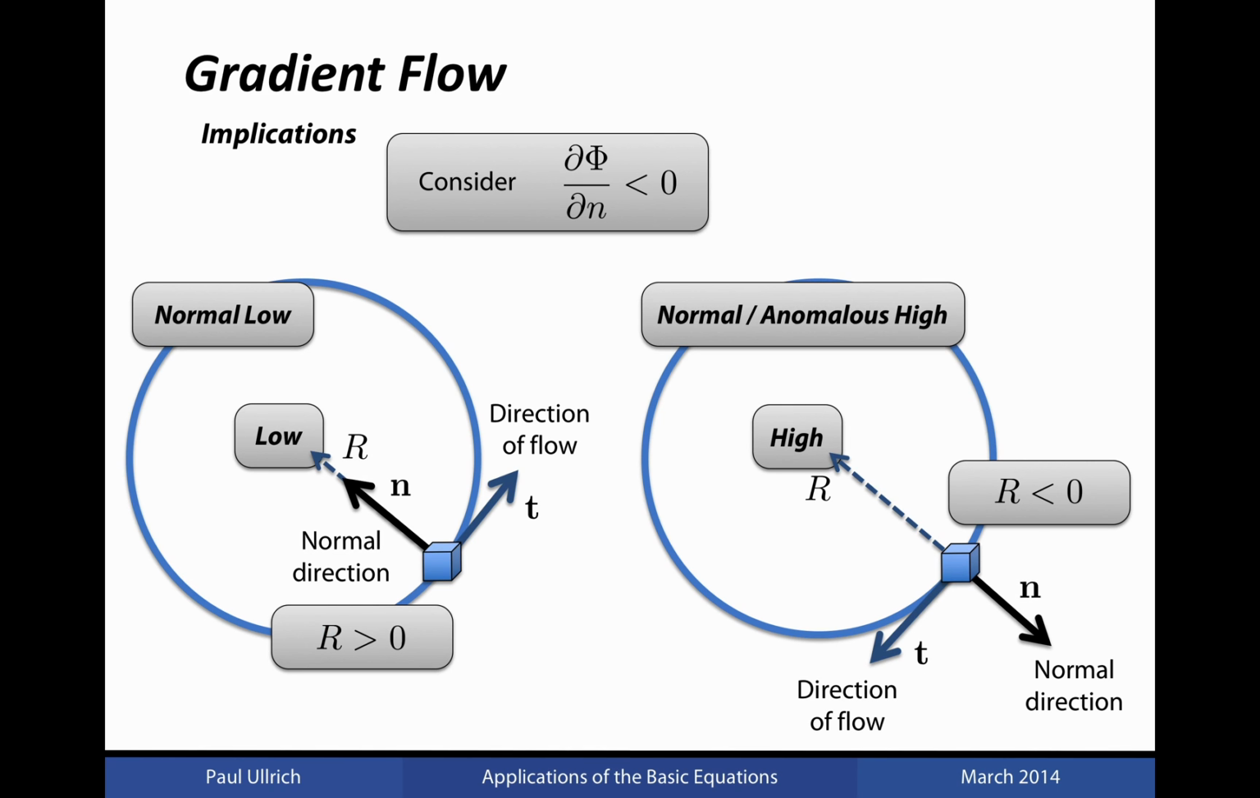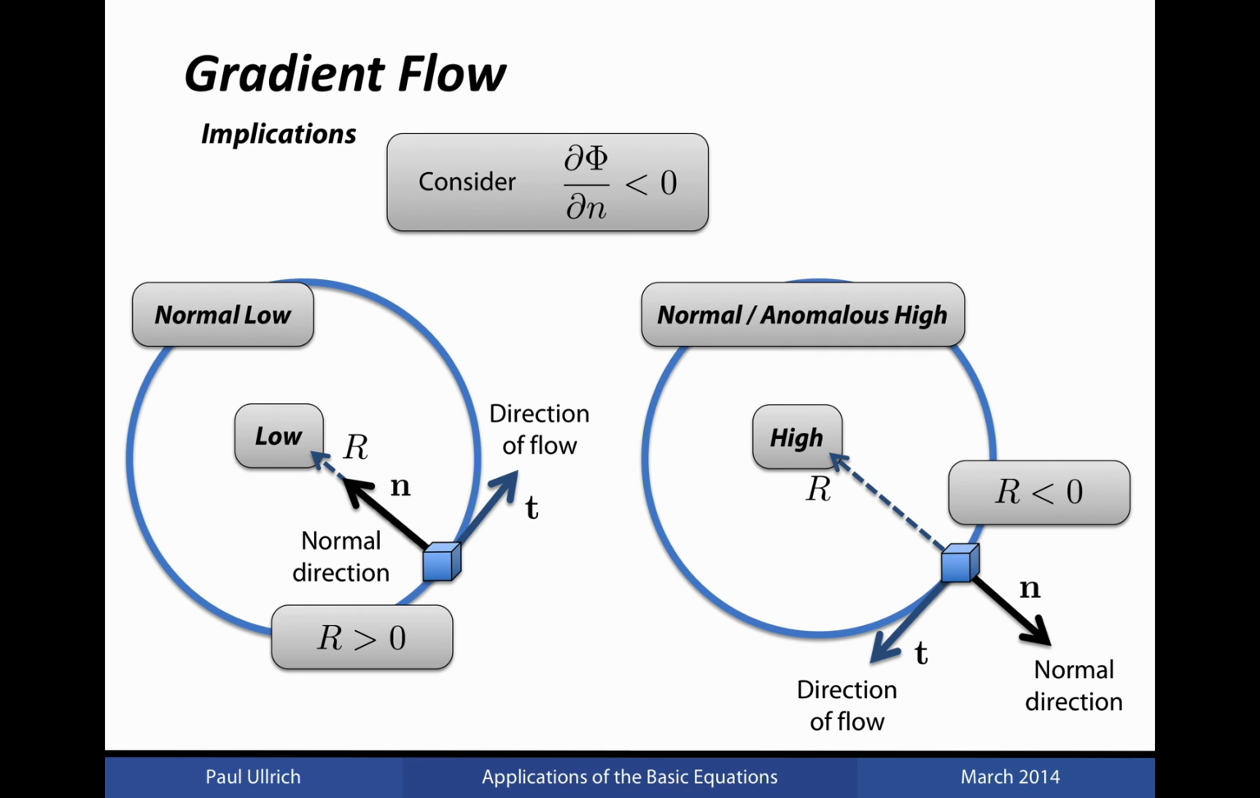Okay, for the case of a normal low, let's consider how this inequality plays out. On the left-hand side, we have a radius of curvature which is positive. Direction of flow is counterclockwise around the low. Normal direction is pointed into the low pressure region and aligned with the radius of curvature. This is a typical normal low configuration.